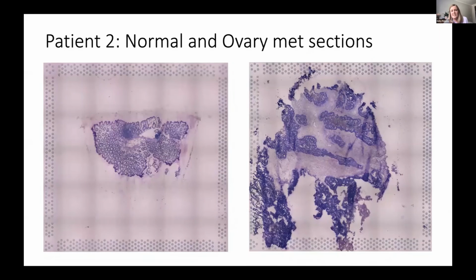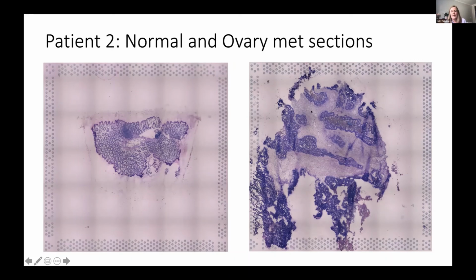And some more sections for patient 2. The normal section here was embedded in the opposite way to patient 1, so you're looking across the crypts there. And the patient 2 ovary metastasis looks a little bit messy. All these dark regions here are metastatic adenocarcinoma of the glands of the ovary, and there are some necrotic regions in the middle there. And all of this light stuff here is desmoplastic stroma.